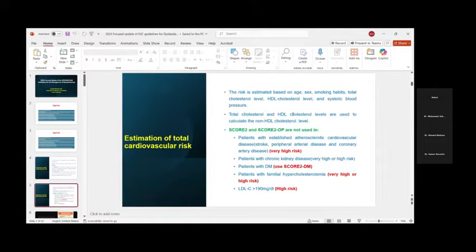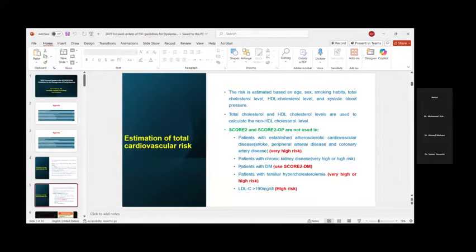But you should be aware that SCORE2 and SCORE2-OP are not used in the following patients. Number one, patients with established atherosclerotic cardiovascular disease, such as patients with previous stroke, peripheral arterial disease, and coronary artery disease. Actually, these patients are already at very high risk for cardiovascular events. Number two, patients with chronic kidney disease. Patients with chronic kidney disease are classified into high or very high risk category according to the GFR level.